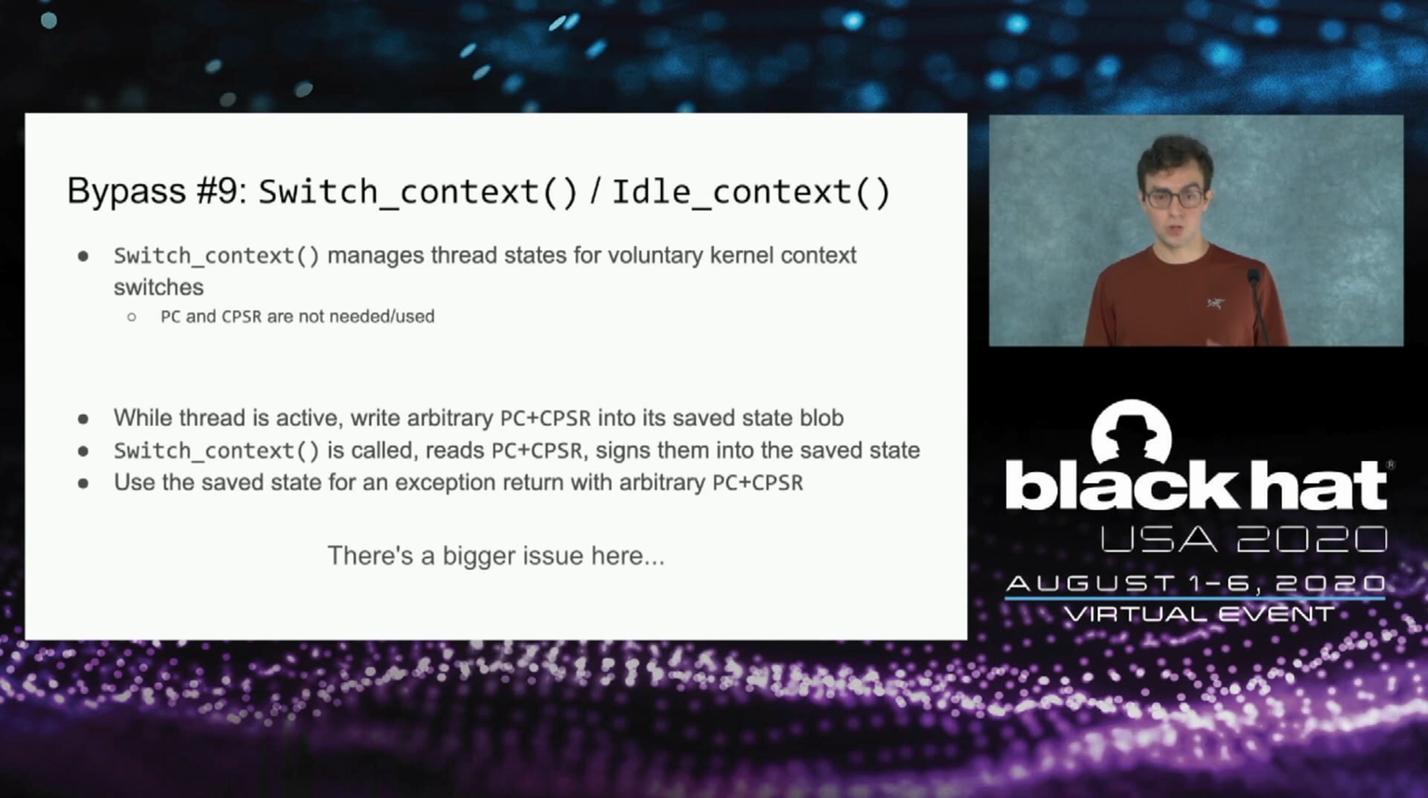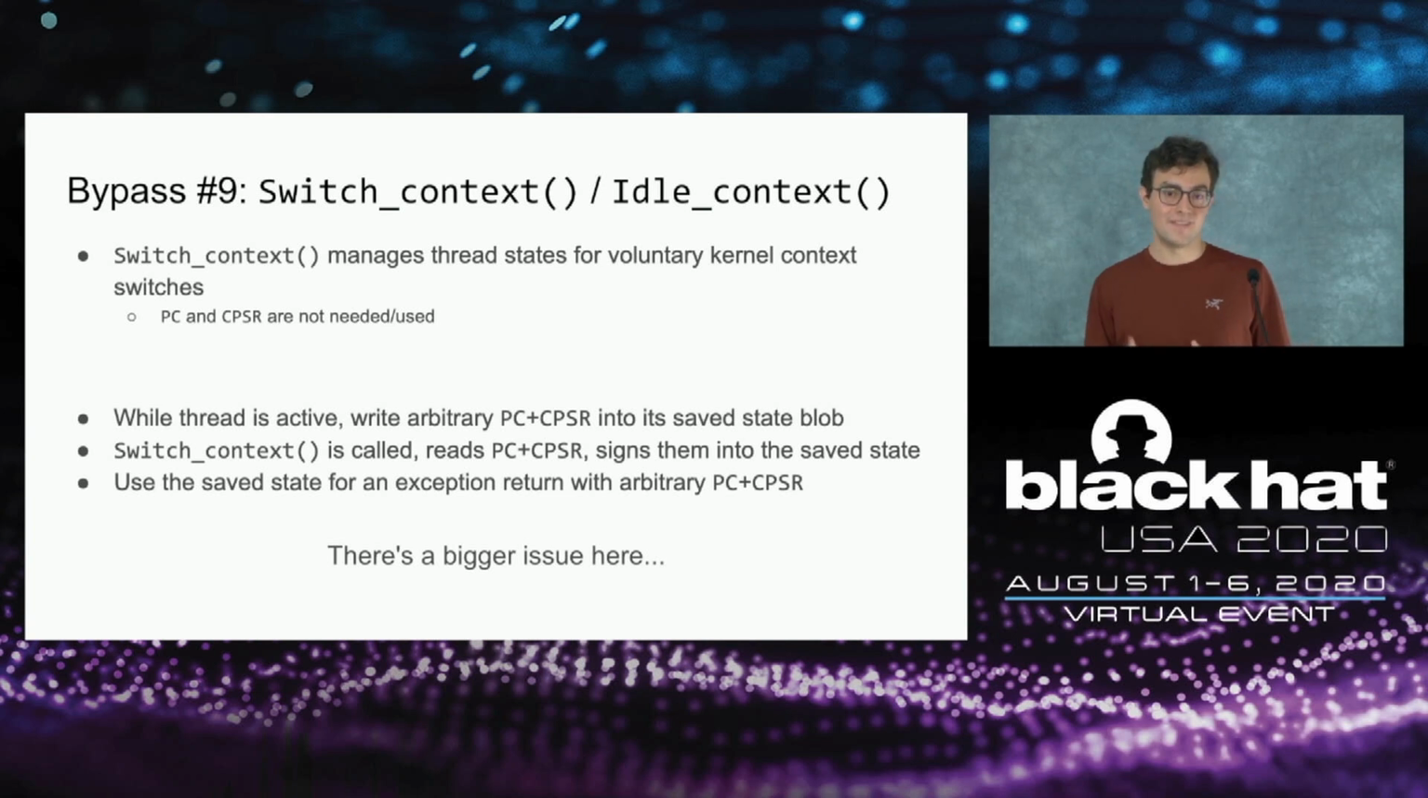Basically, you wait for some kernel thread to be active, running and using all of its registers, and while that's the case, you overwrite the PC and CPSR registers in its saved state blob. Then eventually this kernel thread is going to block and call switch context, and switch context is going to read PC and CPSR, which are again the attacker-controlled overwritten values. It's going to read those into registers as parameters to the call to sign thread state, and therefore those are going to get signed into the PAC signature.